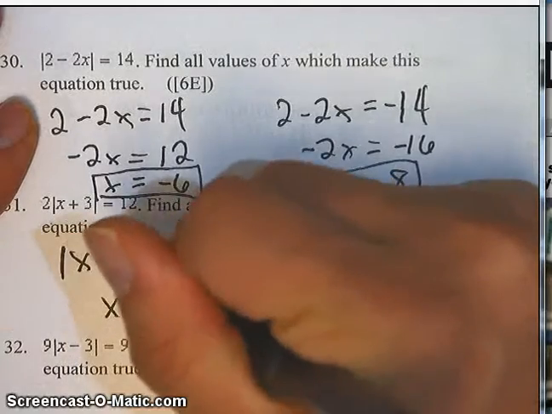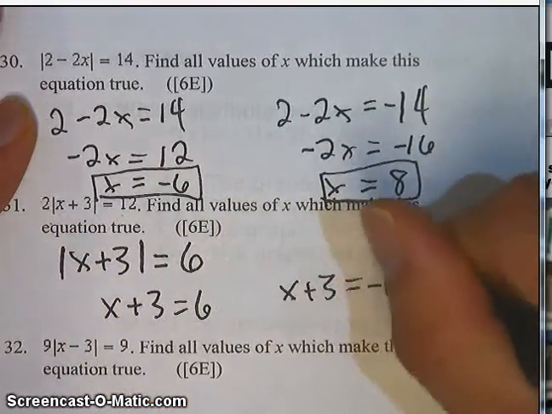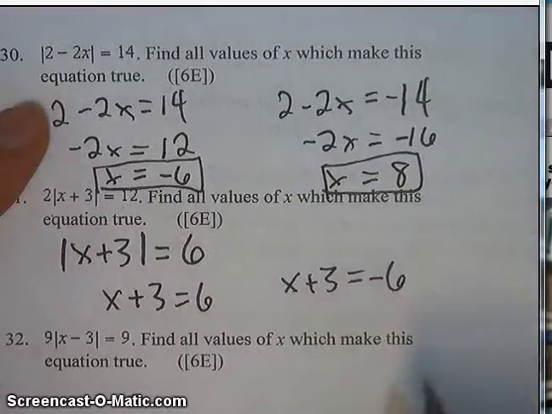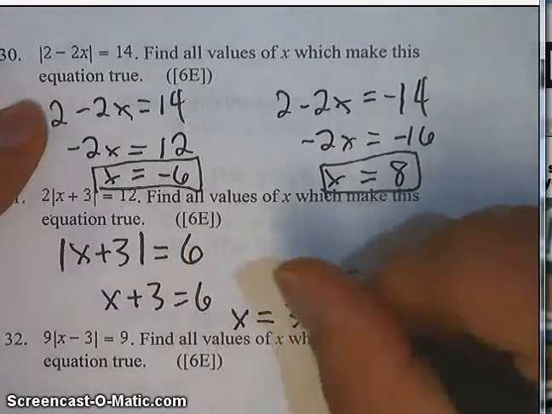X plus 3 equals 6. X plus 3 equals negative 6. And at this point, it's pretty simple algebra. Subtract 3 to get x equals 3, comma, negative 9.